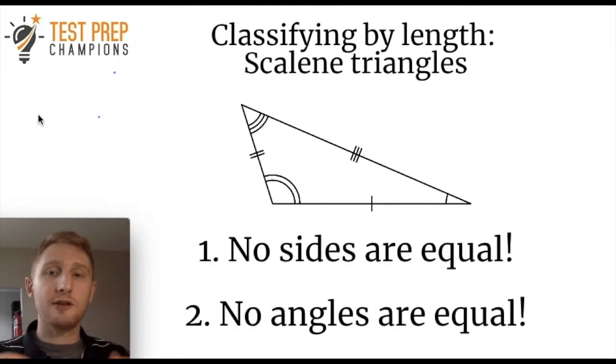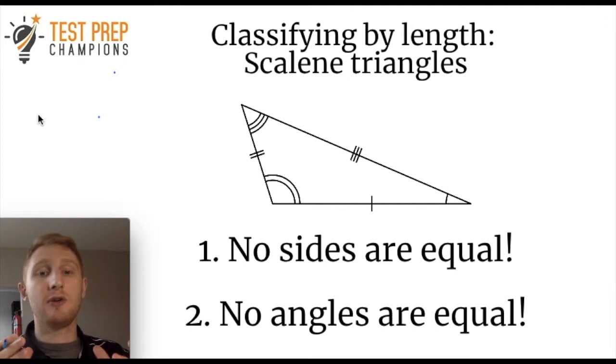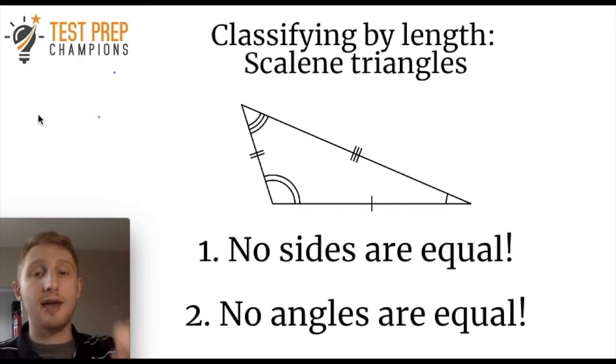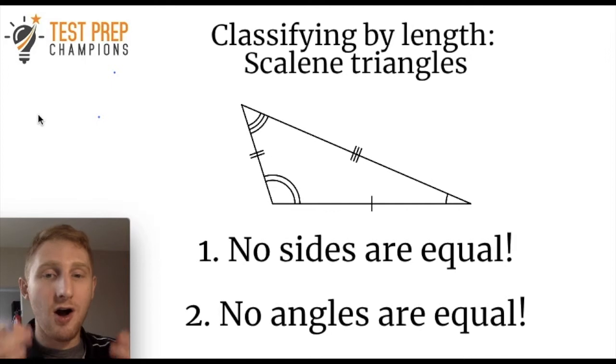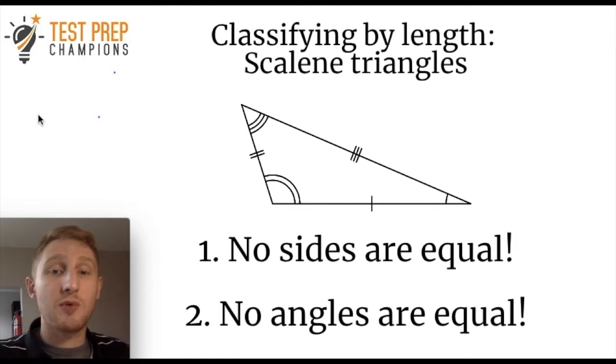So the last triangle that we want to classify by length is the scalene. And the scalene triangle can be summed up in three simple words, right? Nothing is equal. With a scalene triangle, nothing is equal. Hopefully you're getting the point. The sides are not equal. The angles are not equal. We've got nothing is equal for our scalene triangle.